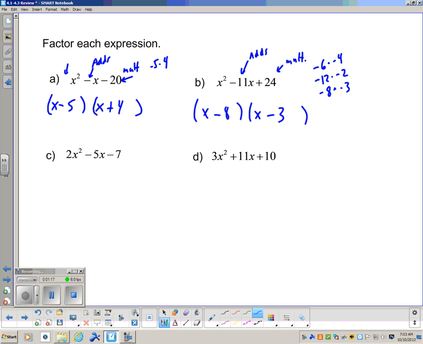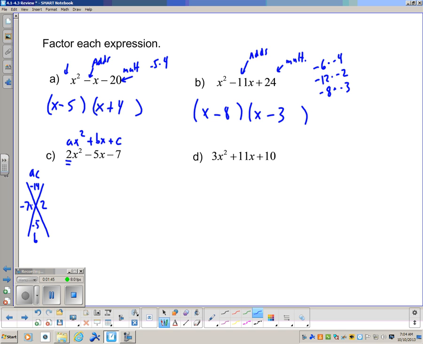And then coming down here, now we've got an a value that's not equal to 1. So this is when you're going to use your x method. You remember this goes ax squared plus bx plus c. So my ac there is -14, and my b there is -5. So what two numbers multiply to give me -14 and add to give me -5? And I'm thinking -7 and 2.